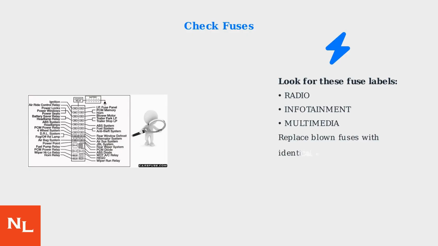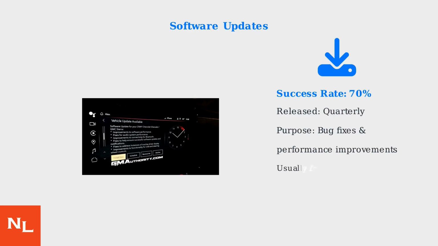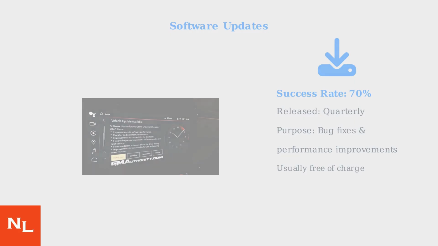If the factory reset doesn't work, the next step is checking your vehicle's fuses. Blown fuses are a common cause of infotainment system failures and can be easily replaced. Software updates are highly effective, resolving roughly 70% of reported infotainment problems. GM releases these updates quarterly to address bugs and improve system performance.